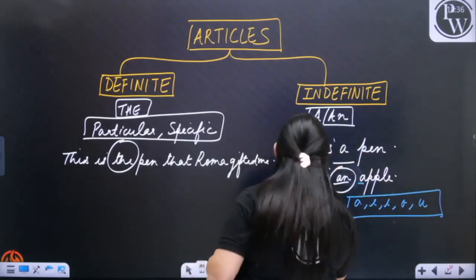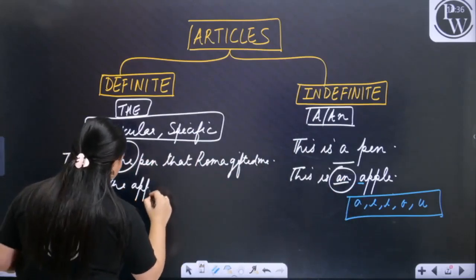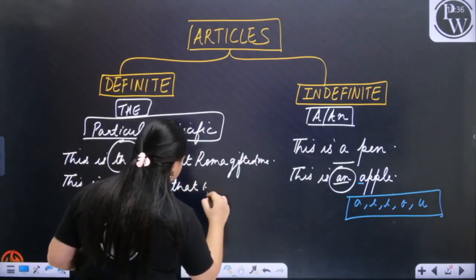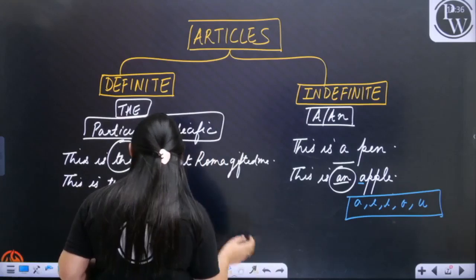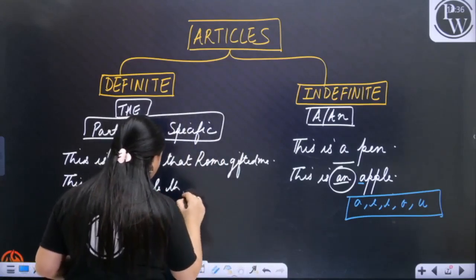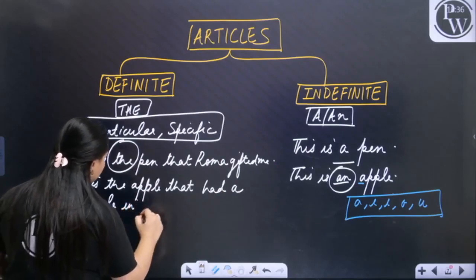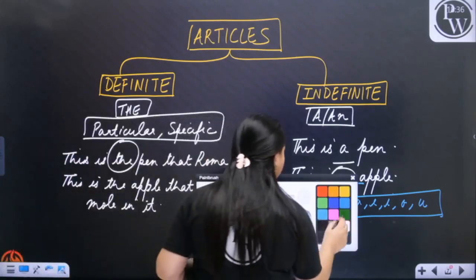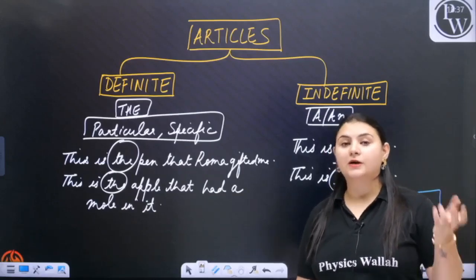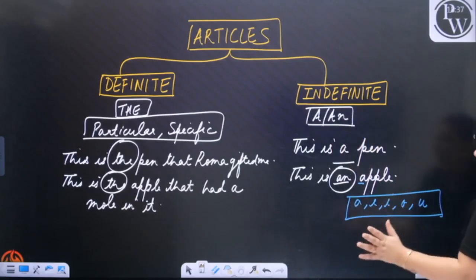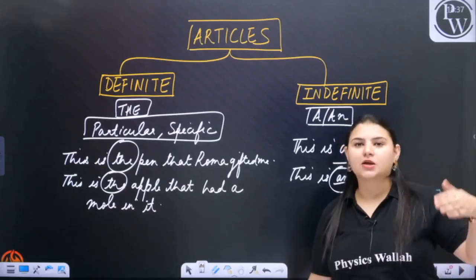Now, again, if we have to talk about a particular apple: This is the apple that was rotten. Again, we can also say something else: This is the apple that had a mole in it. Now, we put the here. The reason is that we are talking about a particular apple that had a mole in it. But here we are talking about any apple. It could be any apple. But here the difference is that we put an instead of a, because apple was starting with A, E, I, O, U.